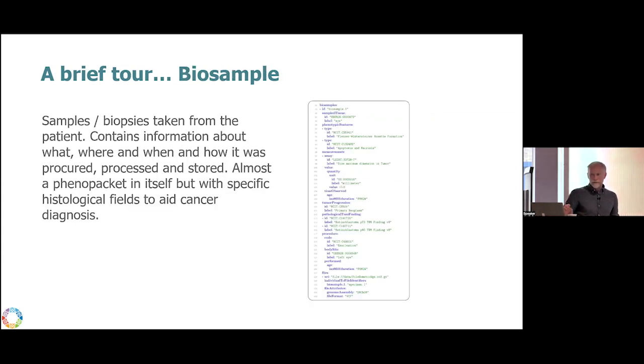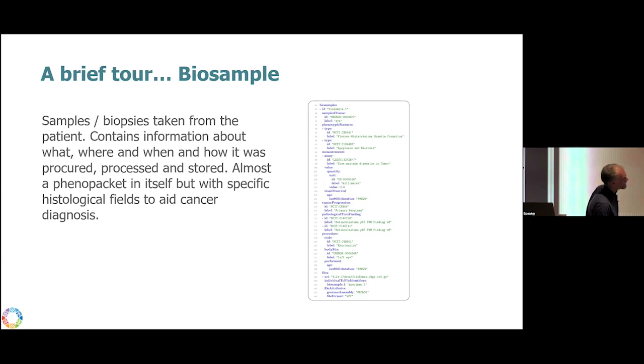The biosample is a kind of little mini phenopacket in itself, but it's not to be used for the entire individual, but for biopsies that might have been taken from the patient. It's probably more of a cancer focus. Down here we've got some histological findings or pathological findings that you can note. So there's tumor progression and TNM findings that they need from that particular sample.